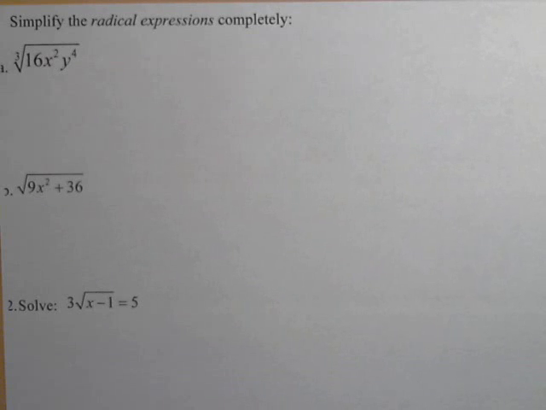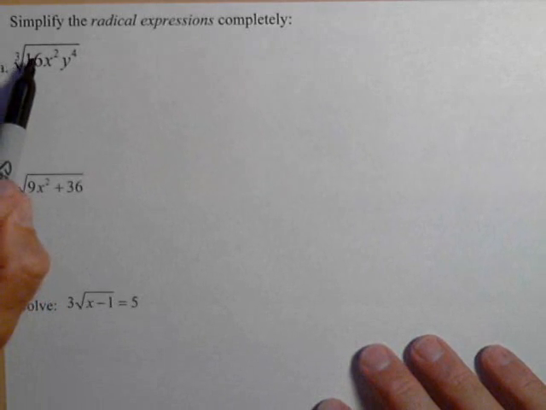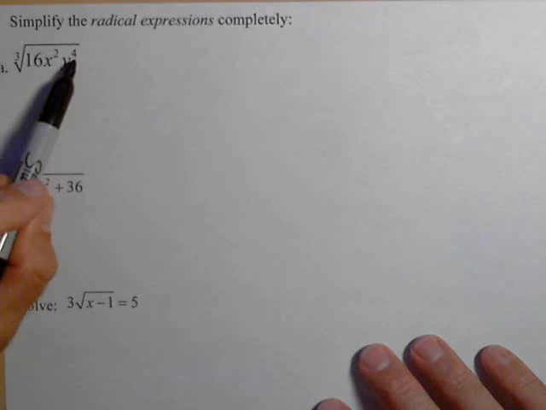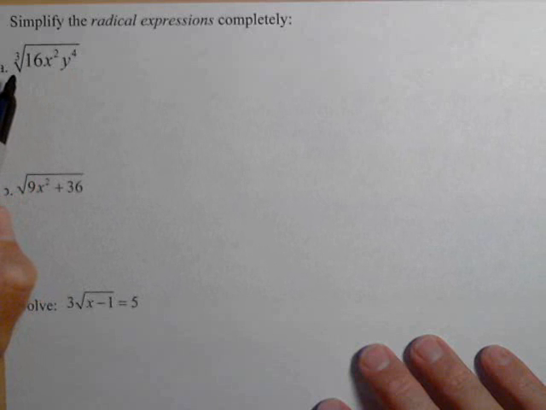In this video, we're going to deal with radicals. Two problems in simplifying radical expressions, and then one solving when we have a radical in an equation. So let's look at the first one. We have the cube root of 16x squared y to the fourth. So what we're going to look for are any perfect cubes that can be factored out.